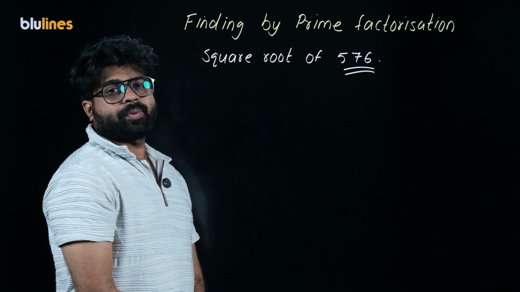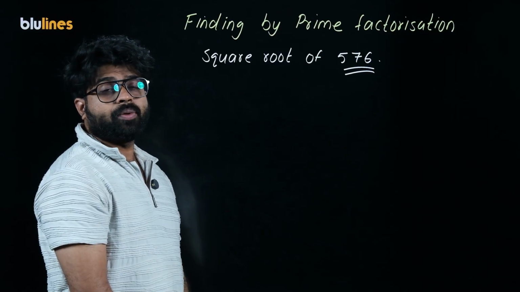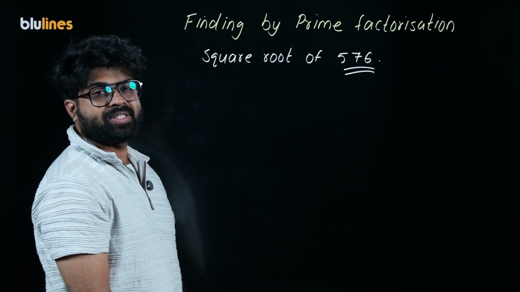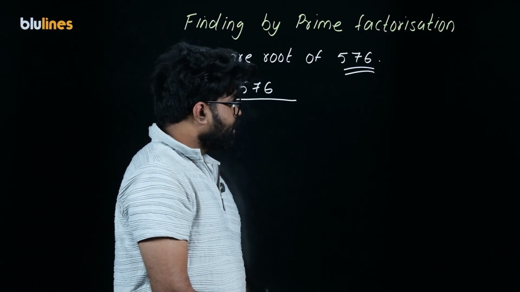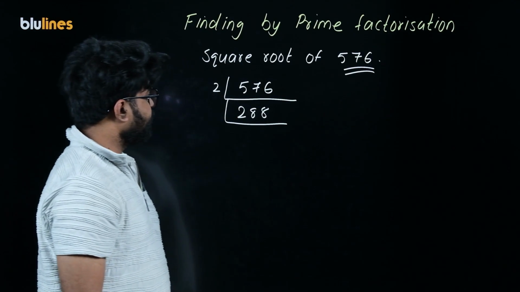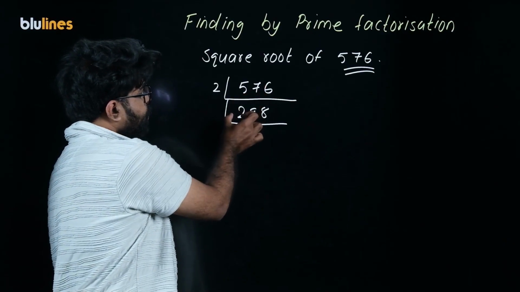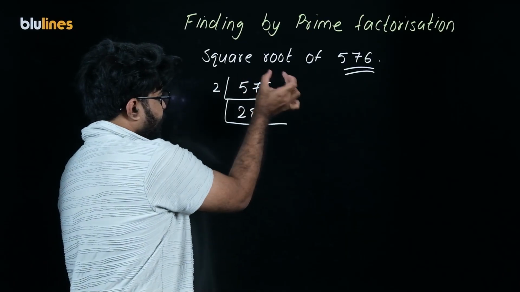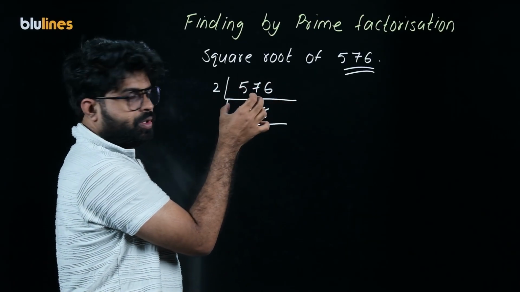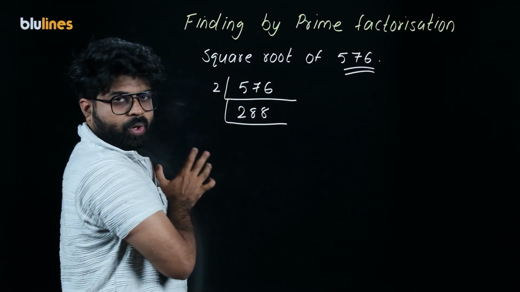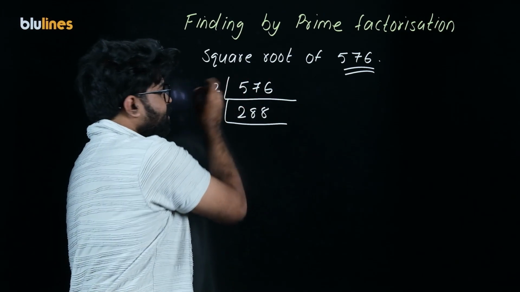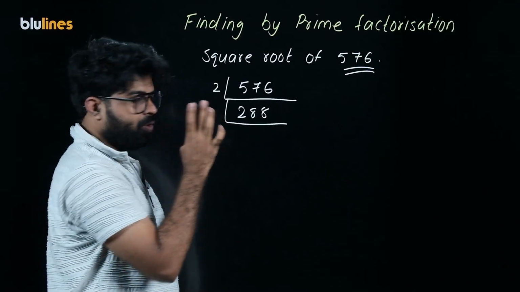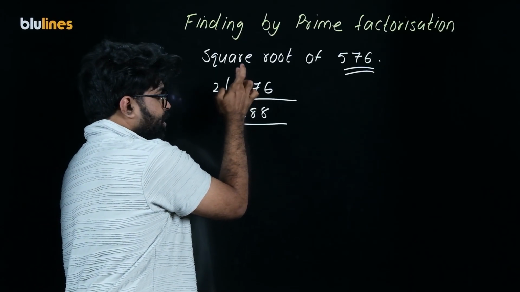Okay, next one. Finding square roots by prime factorization. Suppose our number is 576. So 576 can be written as 288 multiplied with 2. The method is, I am picking the first prime number, which is 2, and seeing whether it is divisible by 2 or not. 576 is a number which is divisible by 2. So we have 2 here, 2 multiplied with 2 is 4. Here it is 5, so there will be a remainder of 1.